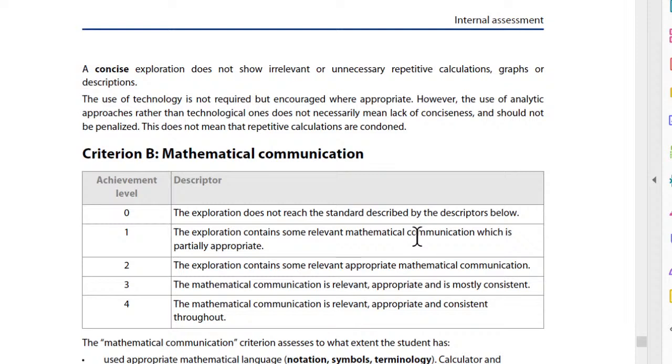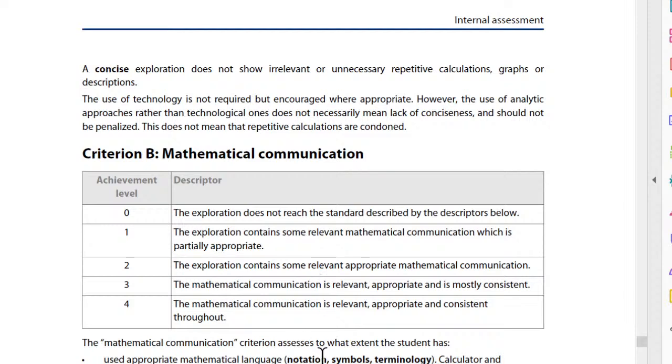Overall, I think the mathematical communication is relevant. I would say it's relevant, but it's not concise. Okay, so it's definitely relevant. It shows clearly it's labeled. It's labeled X, Y, R, and T. We have charts, tables, a wide variety of stuff.